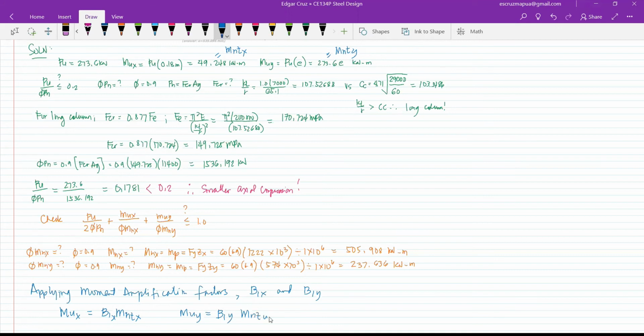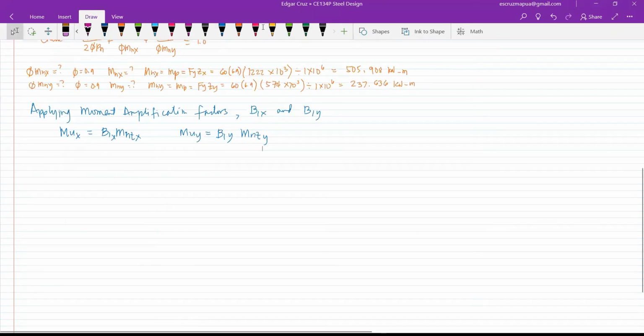Okay, so yung mga MNT natin, yung mga moment natin with no translation, ito yung mga values natin sa taas na nakuha. But again, wala pa kasi itong amplification factor, hindi pa nakako-consider yung P delta effect nito. So kaya we need to solve for the B1X and the B1Y. Now, let us solve for B1.